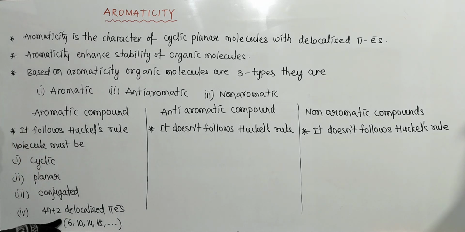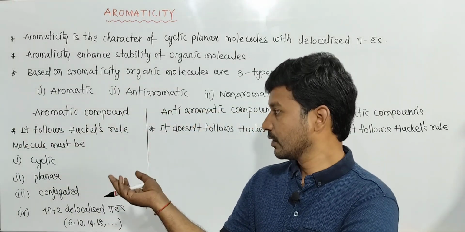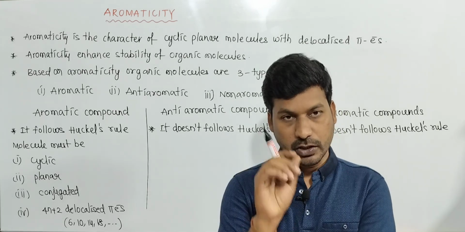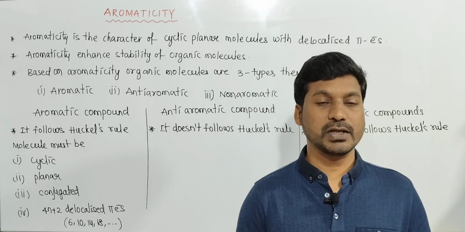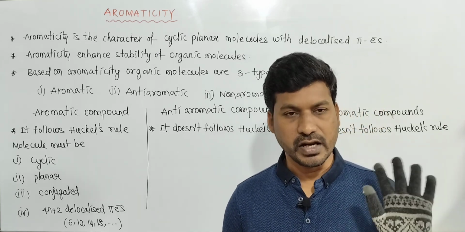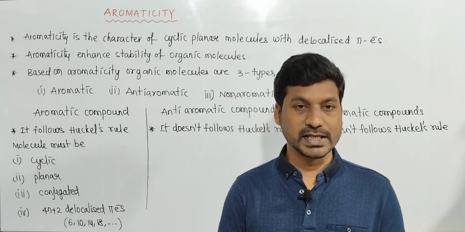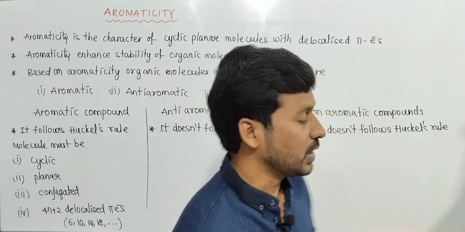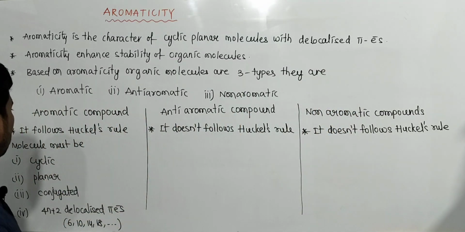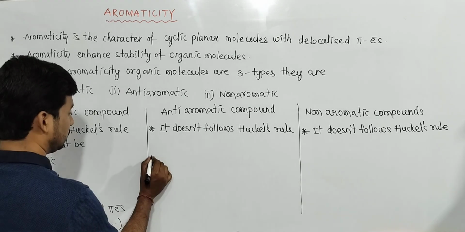That molecule is said to be aromatic, that is, following Huckel's rule. Huckel's rule means the molecule must be cyclic, planar, have a conjugated system, and 4n plus 2 delocalized pi electrons, where n is any integer. The total becomes 6, 10, 14, 18, 22, like that. Those molecules are said to be aromatic compounds.